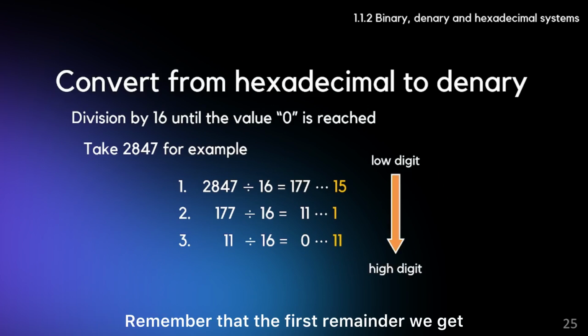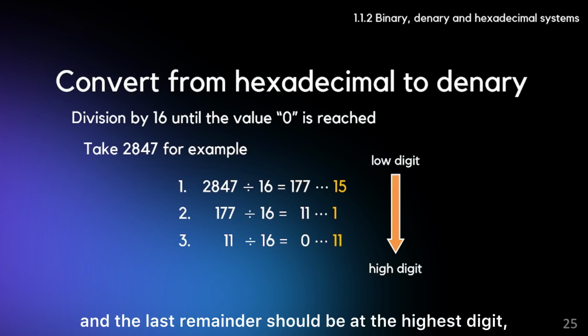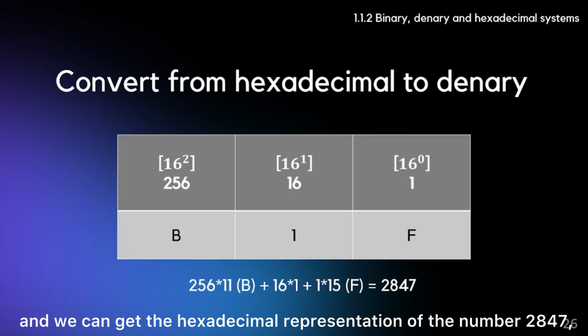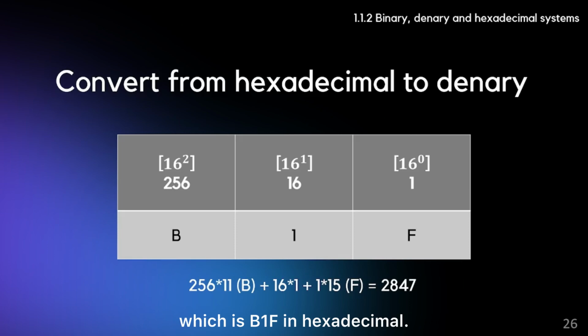Remember that the first remainder we get should be placed at the lowest digit, and the last remainder should be at the highest digit. And we can get the hexadecimal representation of the number 2847, which is B1F in hexadecimal.